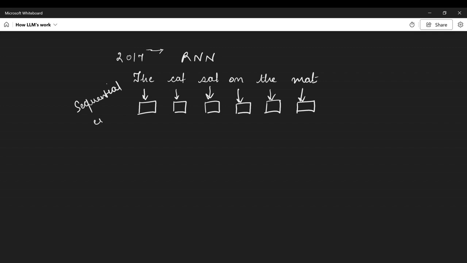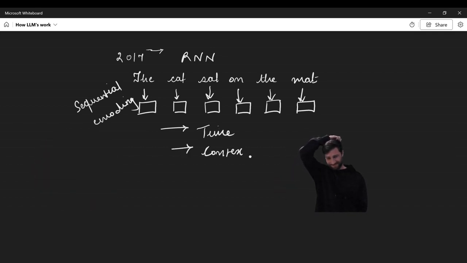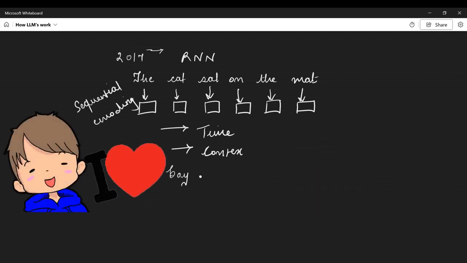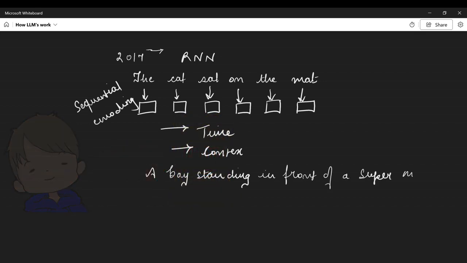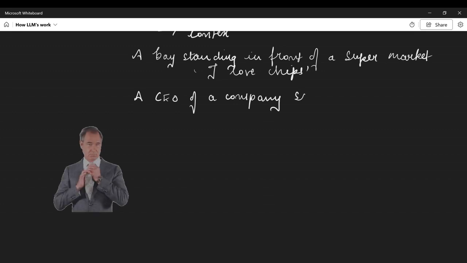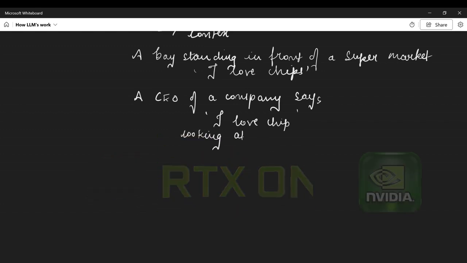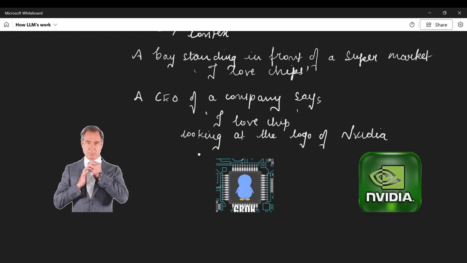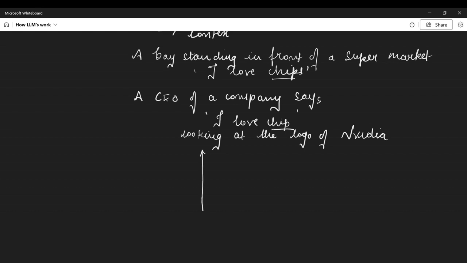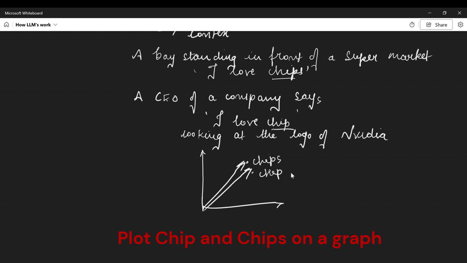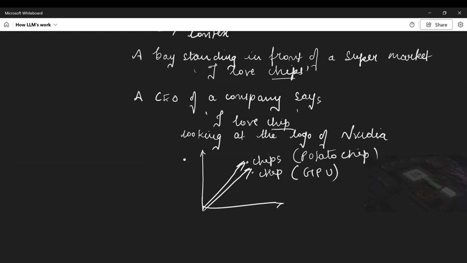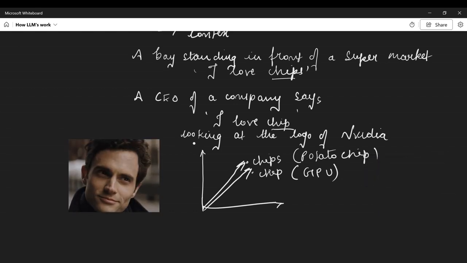There are two drawbacks of the sequential encoding. One of them is time, it takes a lot of time, and the second is it loses context. Let's take one example. A boy was standing in front of a supermarket and the boy says, I love chips. A CEO of a company says, I love chips, but this time the CEO was looking at the logo of NVIDIA. Both of them have a very different meaning. If we plot these two sentences on a graph, chips and chip would both be somewhere here. But the chips part is the potato chip, and the chip part, which is below, is the GPU chip.